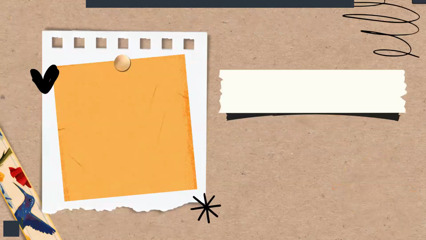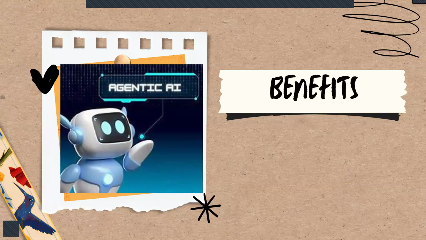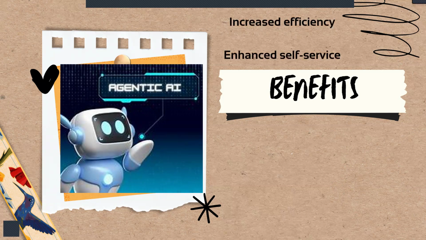Right. Now, what are the benefits of Agentic AI? Increased efficiency and enhanced self-service. Why do we say that? Because of using Agentic AI, there is increased efficiency, because it is automating the complete workflows and making real-time decisions. So it is like directly processing and transforming a small decision into a powerful, efficient decision.